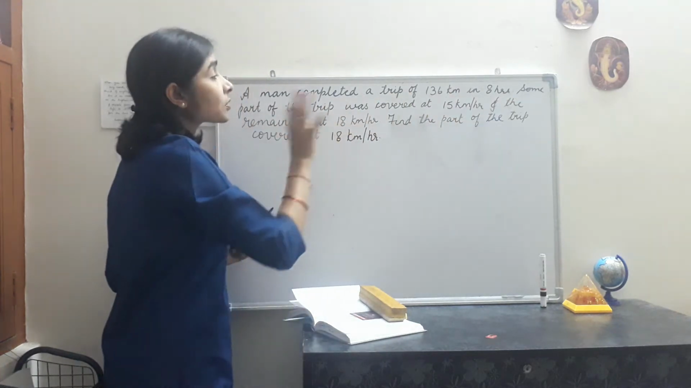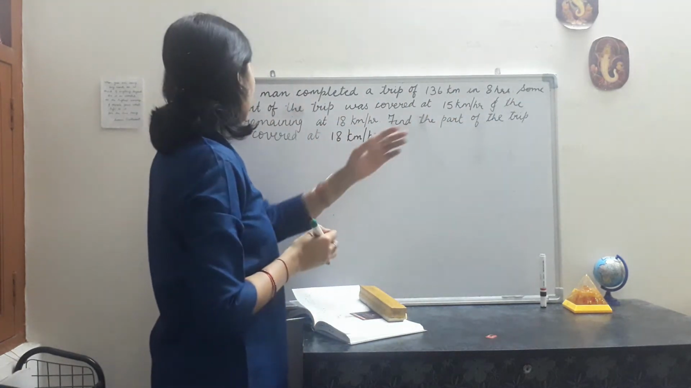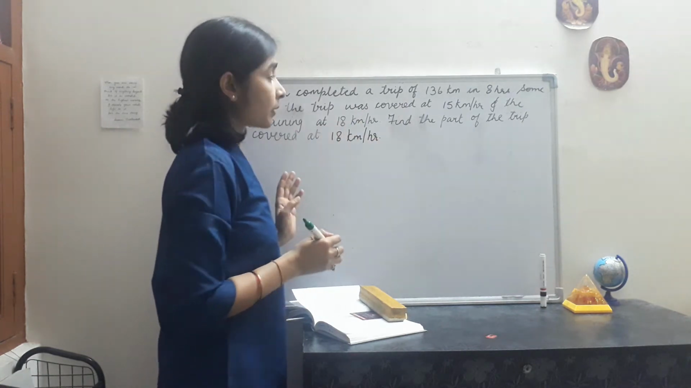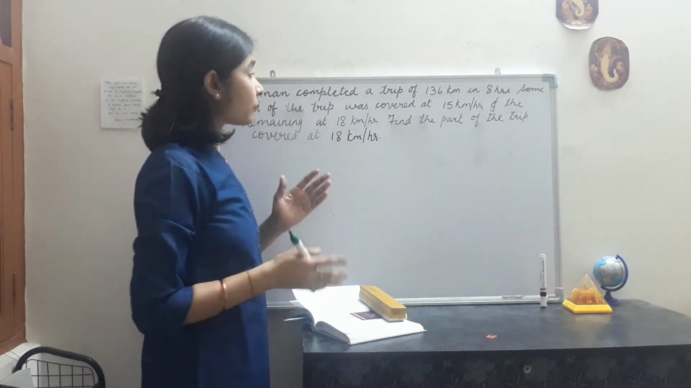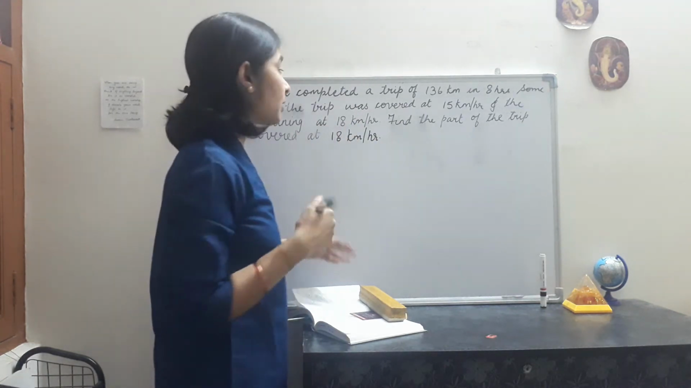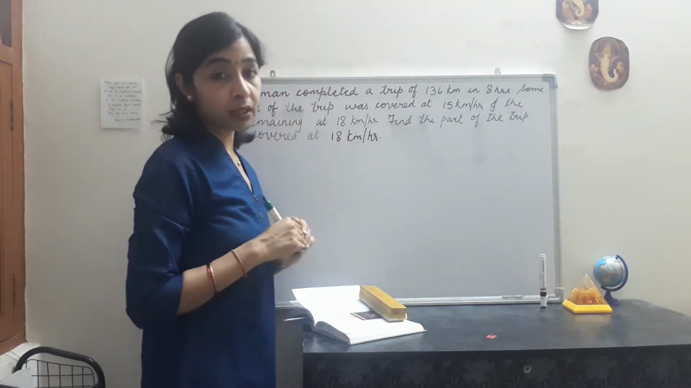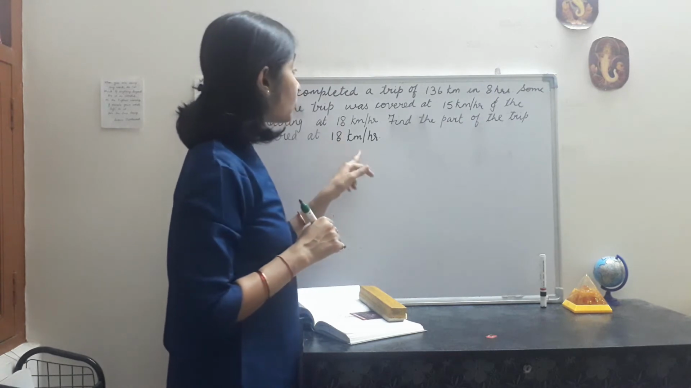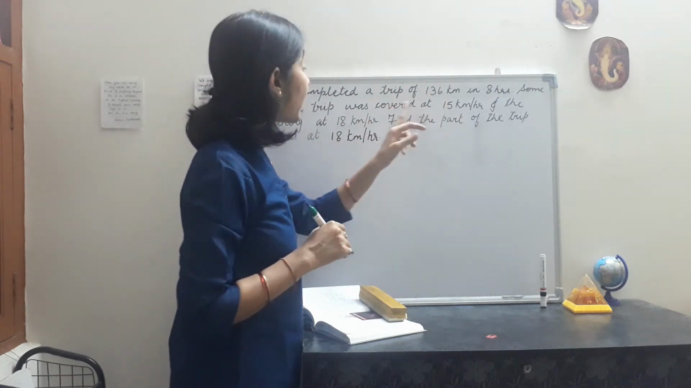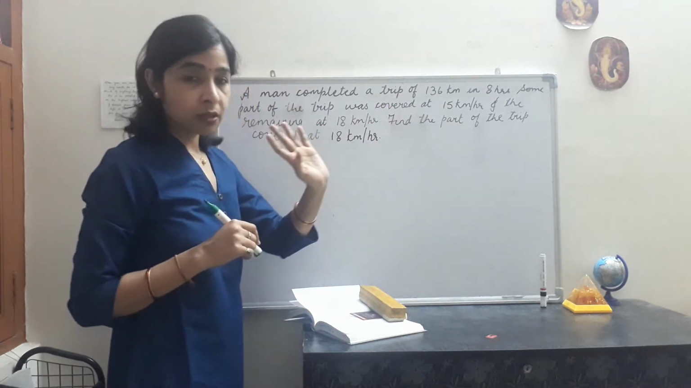Some part of the trip was covered at 15 km per hour and the remaining part at 18 km per hour. So the speed was changing. Previously it was 15 km per hour, then it was 18 km per hour. Find the part of the trip covered at 18 km per hour. So we are supposed to find the distance which was covered at the speed of 18 km per hour.